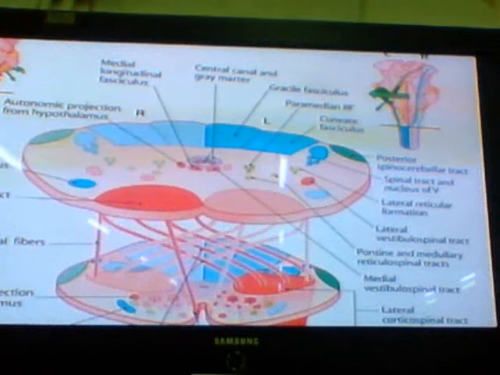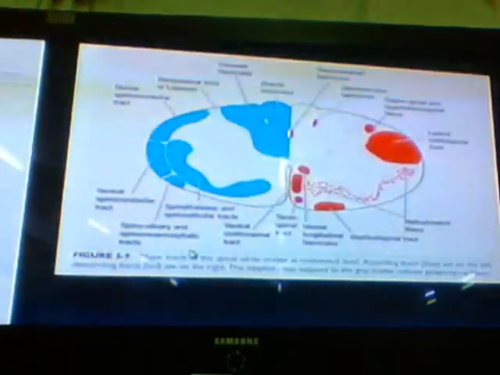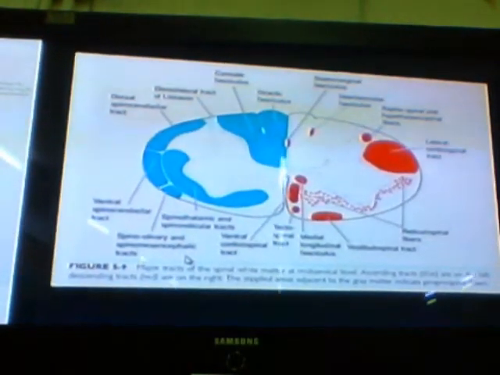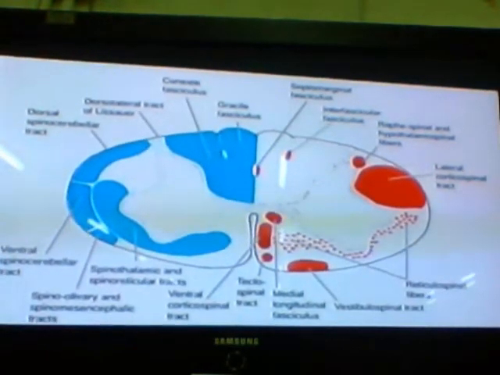And then at the level of the spinomedullary junction, you get a decussation, in which most of the fibers are going to cross as the lateral corticospinal, and then a minority of them are going to descend ipsilaterally as the anterior corticospinal. So you go down to the spinal cord again. So you realize what we did. For sensory, we start at periphery, go up north. For motor, we start at cortex and go down south.